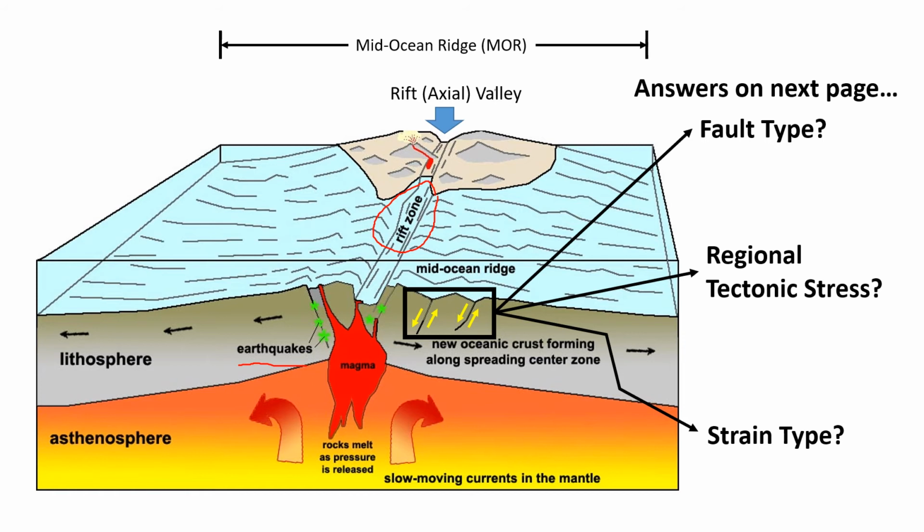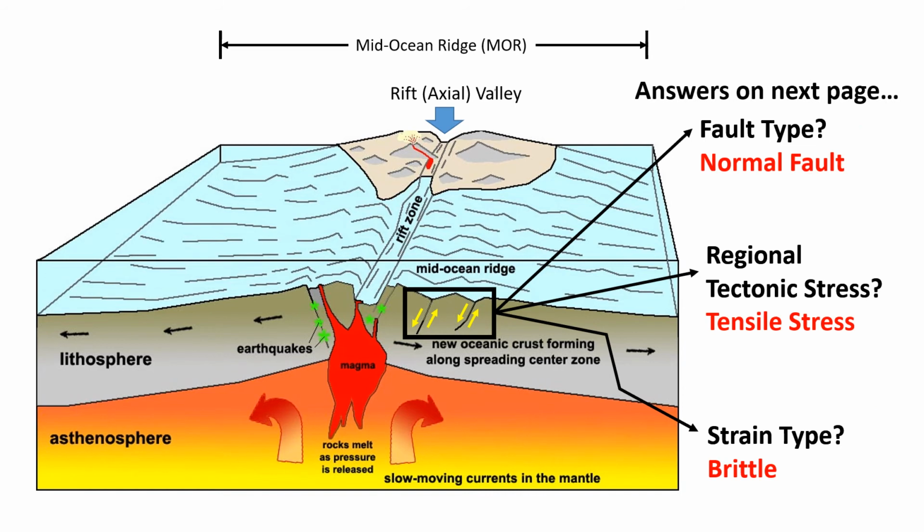Can you recognize what type of faults these are? What does that imply about the regional tectonic stress happening in this area? And from the fact that these are faults, so the rock is breaking, what does that imply about the type of strain behavior going on here? So I'll give you a second to see if you can answer those questions on your own. Okay, what'd you come up with?